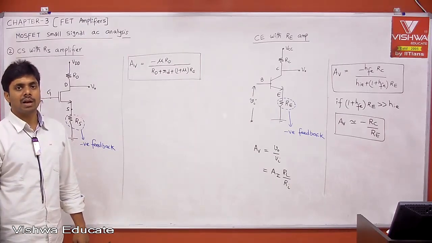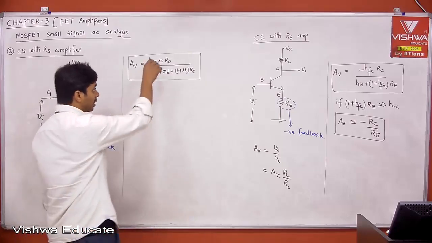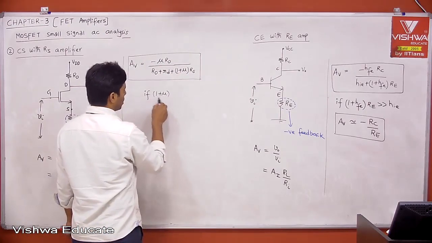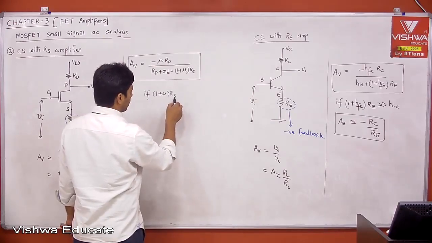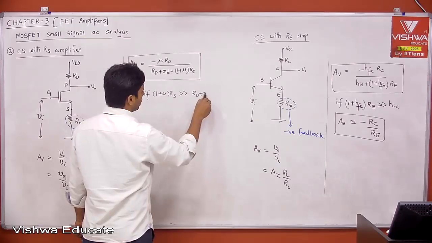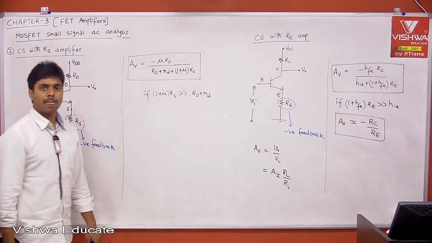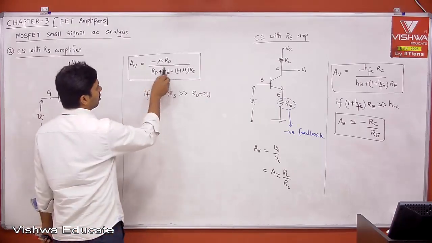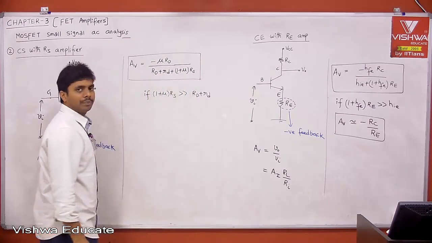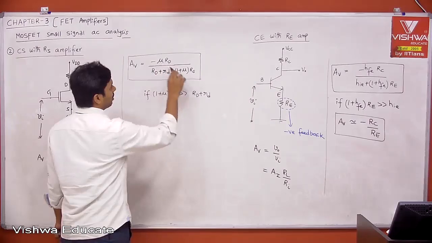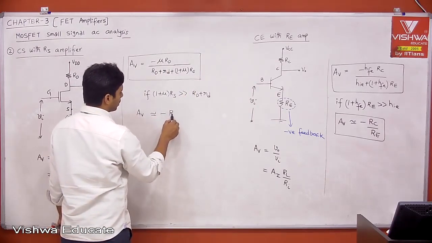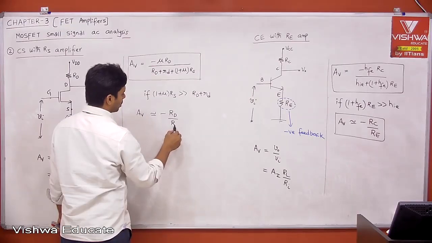Like A by 1 plus A beta, to make it independent of Gm, if 1 plus mu into RS is very much greater than capital RD plus small rd, at least 10 times, then can I neglect capital RD plus small rd? Yes. If I neglect it, mu by 1 plus mu will be in the order of 30, then mu by 1 plus mu will be cancelled. Then your voltage gain will be approximately minus RD divided by RS.